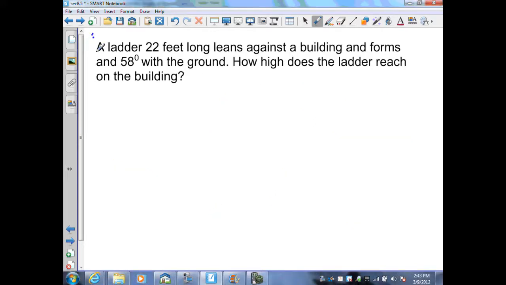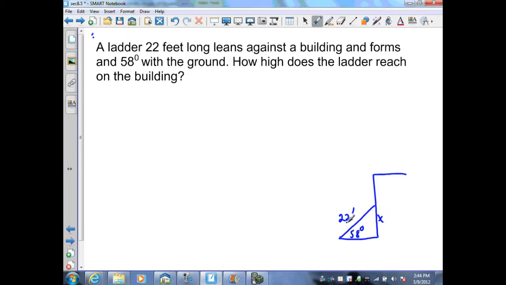feet. My next example, a ladder 22 feet long leans against a building and forms a 58-degree angle with the ground. How high does the ladder reach on the building? In this problem, we have a building, and we have a ladder that extends from the ground to the building. We know the ladder is 22 feet long, and we know the angle generated from the ground to the ladder is 58 degrees. We want to determine how high up the ladder reaches on the building.